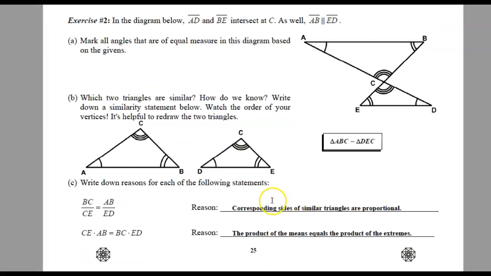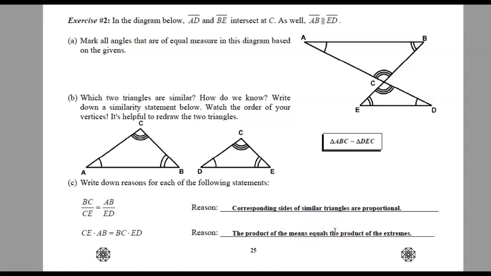To write down the reasons for these statements, BC and CE are the same scale factor as AB and ED, because corresponding sides of similar triangles are proportional. So we wouldn't say congruent, it's not CPCTC. We have to say corresponding sides are proportional in similar triangles. And then finally, we can do these products, and you can say product of means equals product of the extremes. What you'll see me write in class for something like this often is cross product.